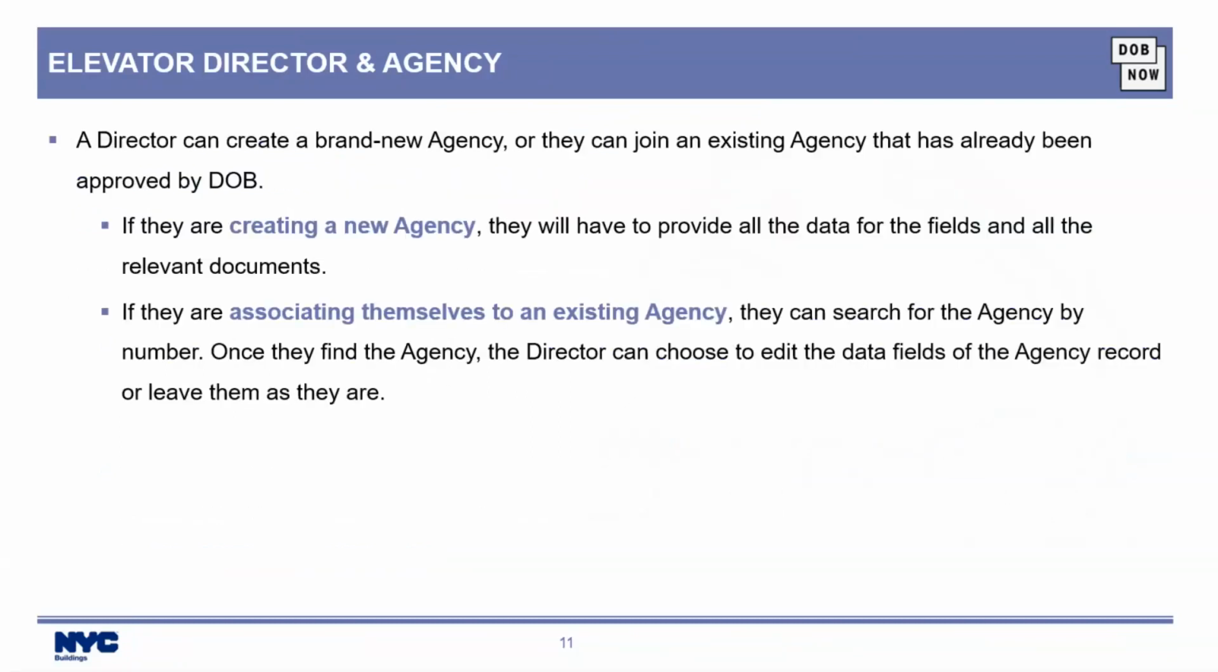Now, directors can create a brand new agency, or they can join an existing agency that's already been approved by DOB. The big difference is when they're filling out the BAR, if they're creating a new agency, they're going to have to provide all of the data for the fields and all of the relevant documents. But if the director is associating themselves to an existing agency, they can search for the agency by the agency number, and then they only need to edit the data fields that are changing. They can leave everything that's already in there if it still applies.